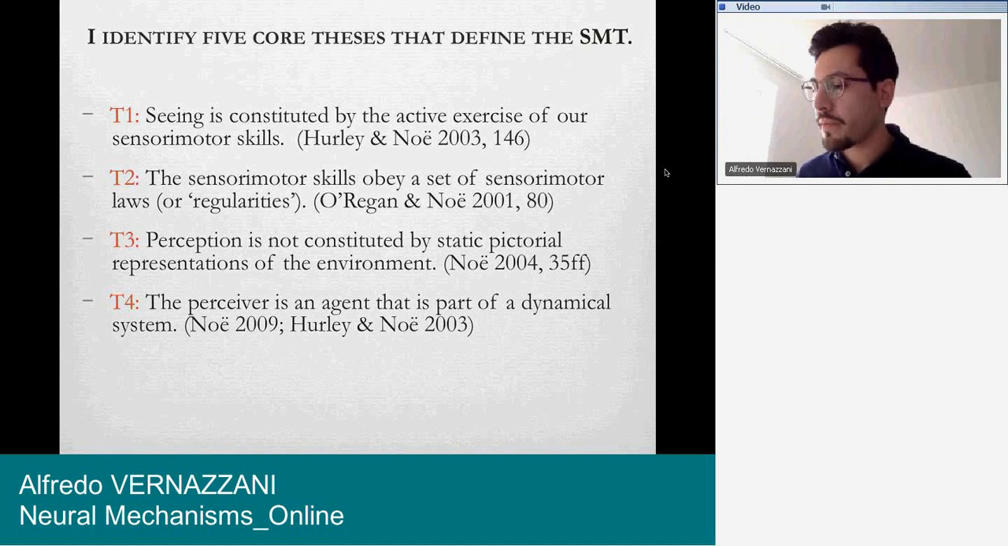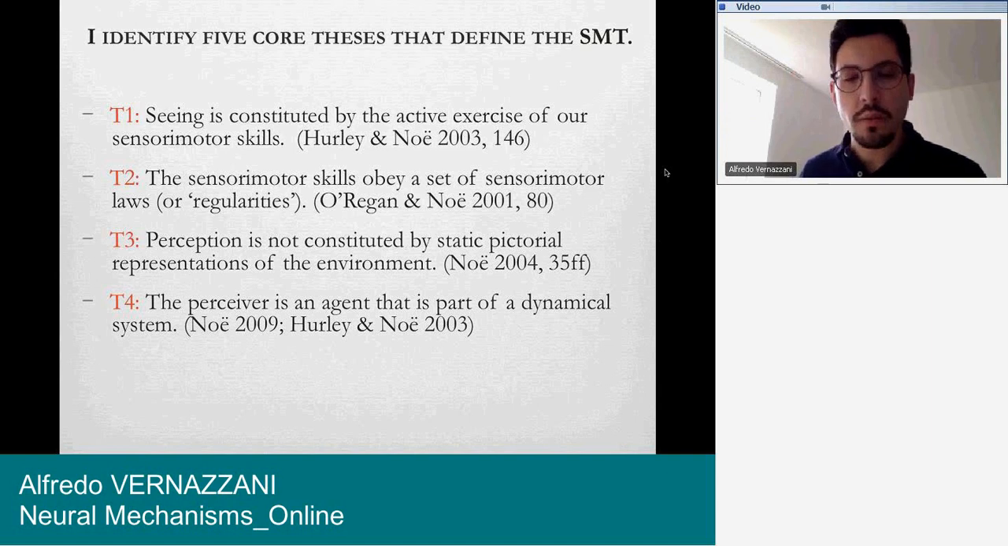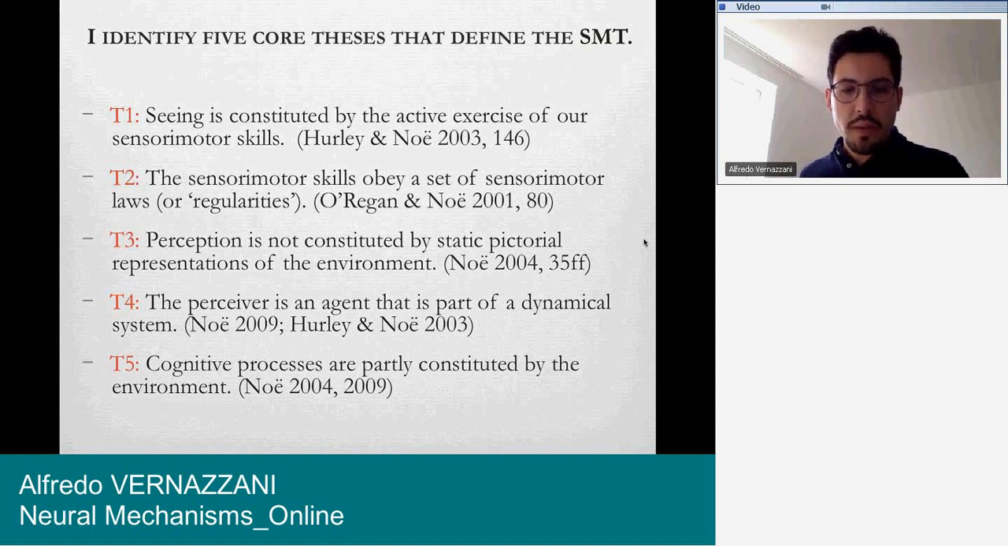skillful but active activity, so to speak. The perceiver is an agent in the dynamical context. Seeing involves actively interacting with the world, says O'Regan. So this is an integral part of the sensorimotor theory. Finally, the fifth thesis says that cognitive processes are partly constituted by the environment. Okay.